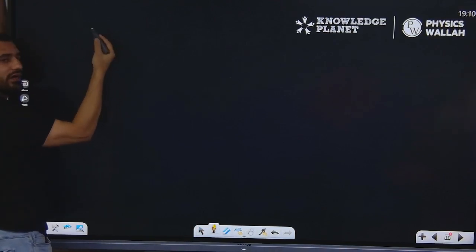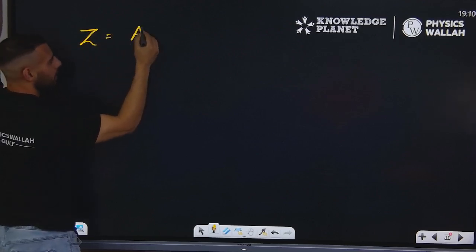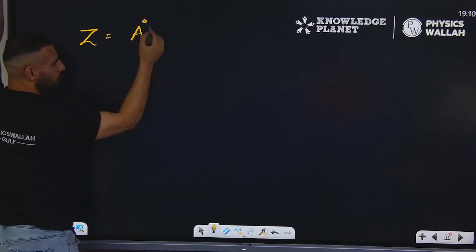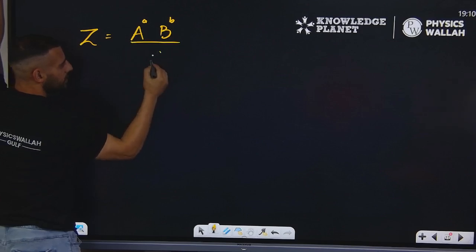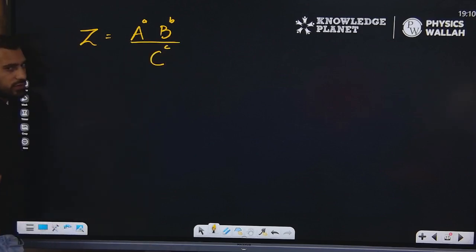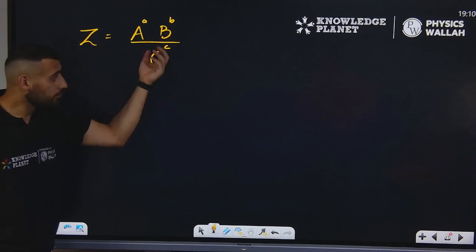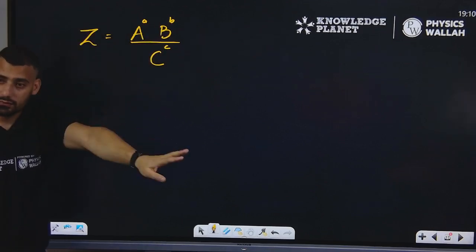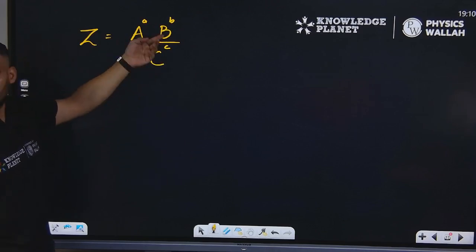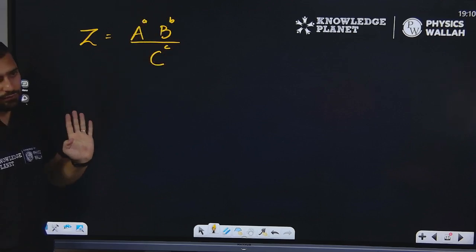For example, we have an equation: Z is equal to A raised to the power small a, B raised to the power small b, divided by C raised to the power small c. Important, all the powers are positive. If they are negative, manipulate this equation so that every power becomes positive. Take it in the numerator, take it in the denominator, whatever, so that the powers become positive.